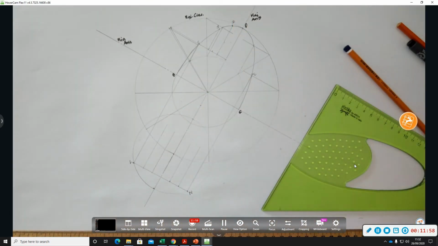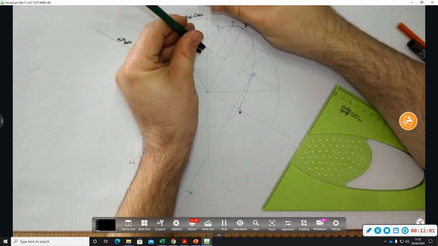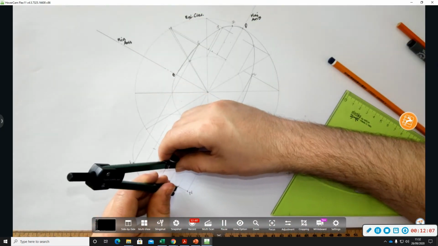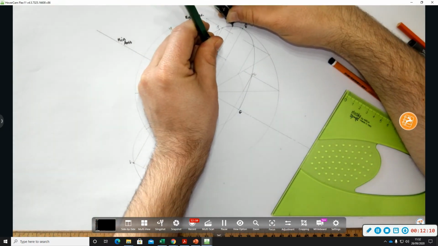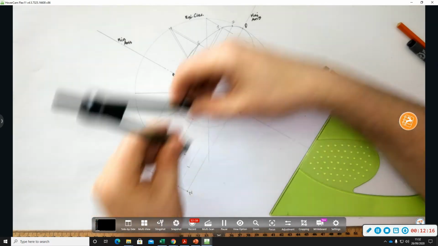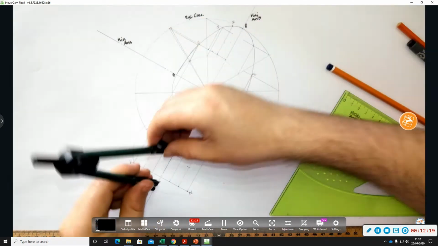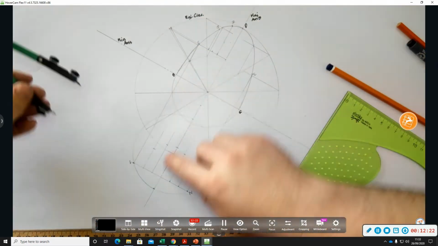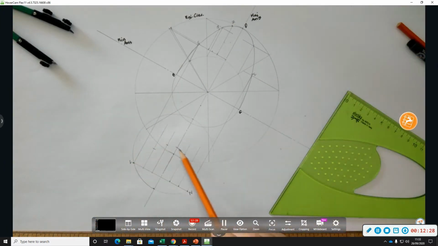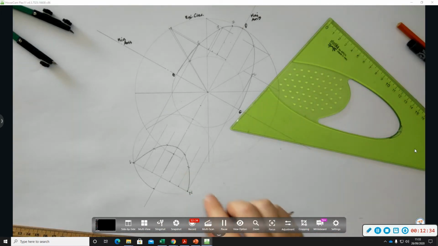Now I'm going to take my compass, take the distance here for 1, mark it there, and 2, here for D, and you can freehand sketch these in. So I'm going to pause and freehand sketch these points in. Now, that's that done. Don't know what I was saying a parabola there for.